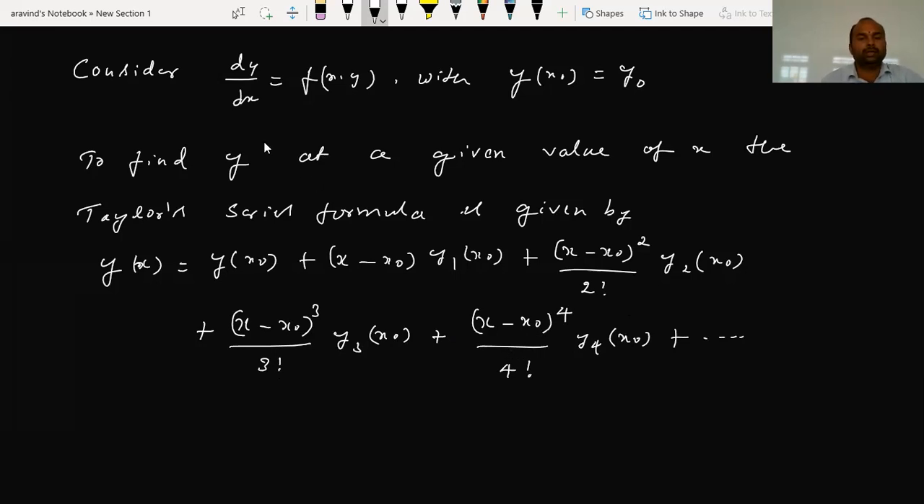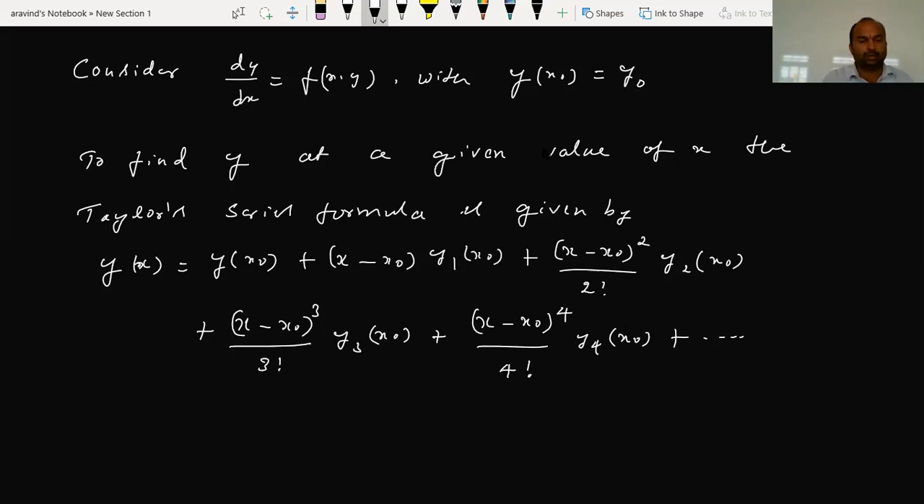This dy by dx will be given. So dy by dx equals f of x, y and the initial condition y of x naught equals y naught will be given. So using this dy by dx, that is y1, we have to find y2, y3, y4. Means when we differentiate this y1, we'll get y2, the y2 derivative will give us y3 and the y3 derivative will give us y4. And all these derivatives must be found at the value x naught. So now I'll explain this with an example.